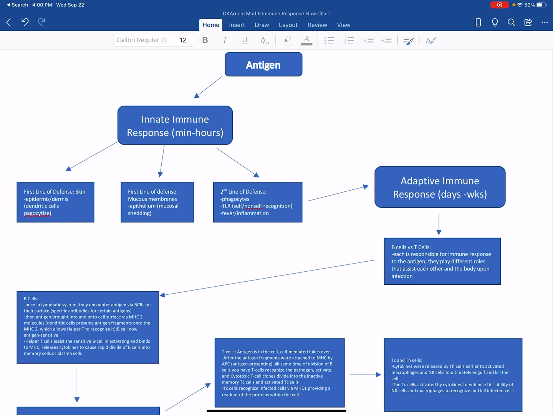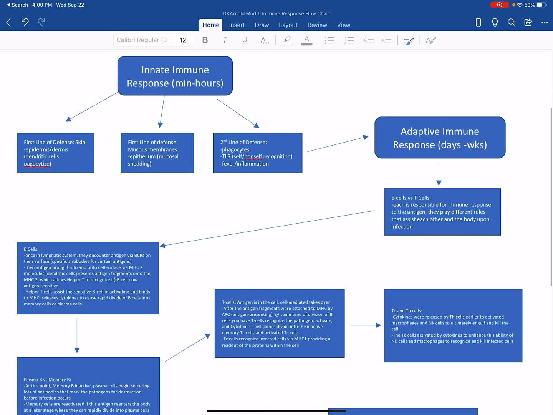Now, in the second line of defense within the innate immune response, you have phagocytes, which are macrophages, which break down the antigen. You have toll-like receptors, which are a type of antimicrobial chemical, and they recognize self and non-self chemicals, and those non-self chemicals, also considered PAMPs, they can kill. Then you have fever and inflammation. For example, with fever, our body temperature increases to ultimately kill that pathogen in an environment that it cannot survive in.